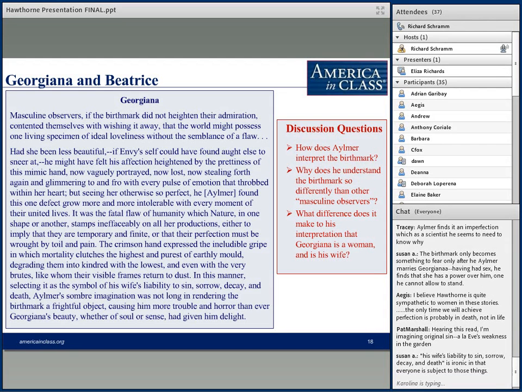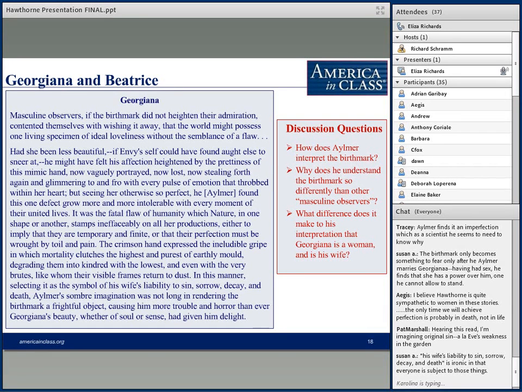I believe Hawthorne is quite sympathetic to women in these stories. The only time we will achieve perfection is probably in death, not in life. Hearing this read, I'm imagining original sin. We'll get to that. A la Eve's weakness in the garden. And his wife's ability to sin, sorrow, decay, and death is ironic in that everyone is subject to those things. Brilliant comment. That's a great point. Yeah, I think that's really key, that he's thinking of it only in terms of his wife. He doesn't say our liability to sin, sorrow, decay, and death.